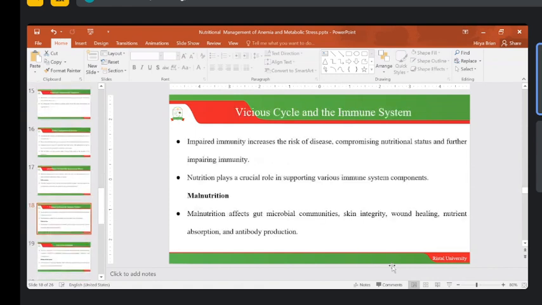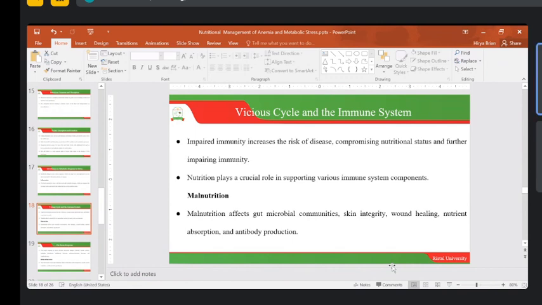So the vicious cycle and the immune system: we are looking at impaired immunity increasing the risk of disease and compromising the nutrition status, which further impairs the immunity. Okay, so if your immunity is impaired, it will increase the risk of disease. The disease at the end of the day will lead to you becoming malnourished, and becoming malnourished will lead to micronutrient deficiencies. And those micronutrient deficiencies will further impair the immunity of the individual. So that is why you see that nutrition is a key player in the immune system.